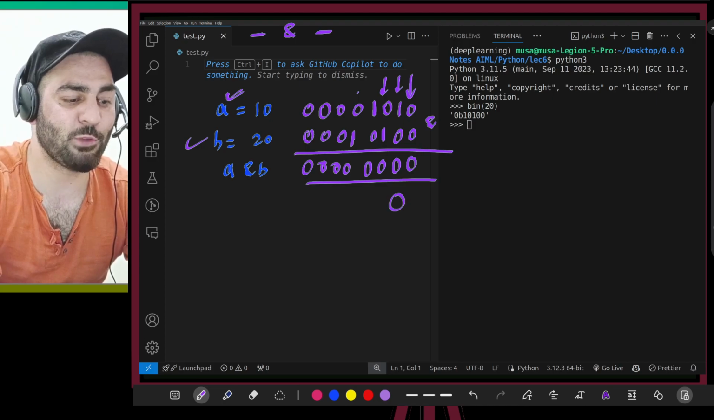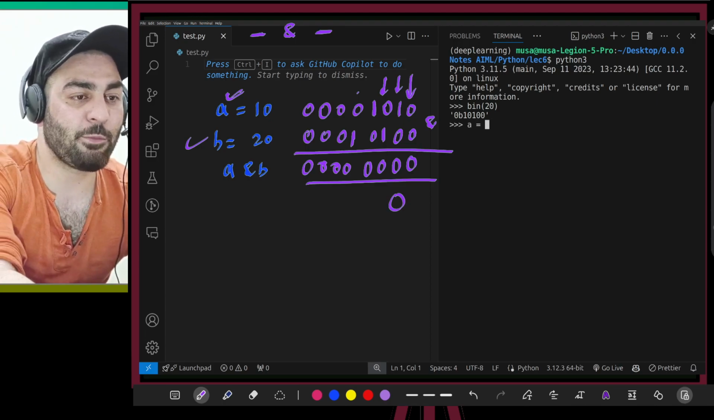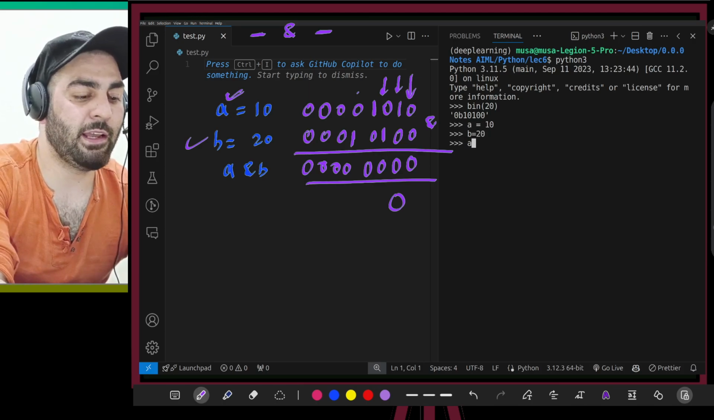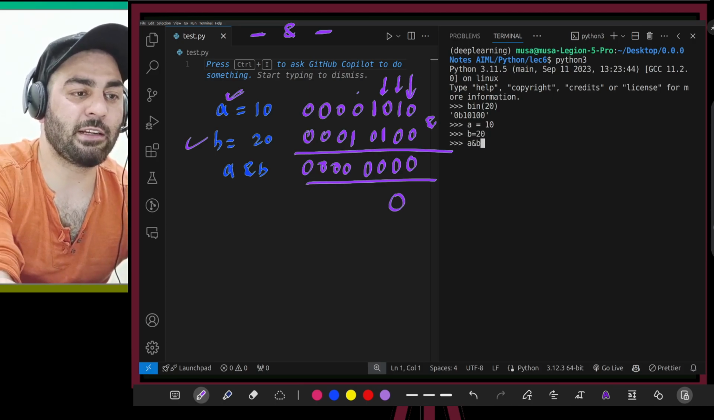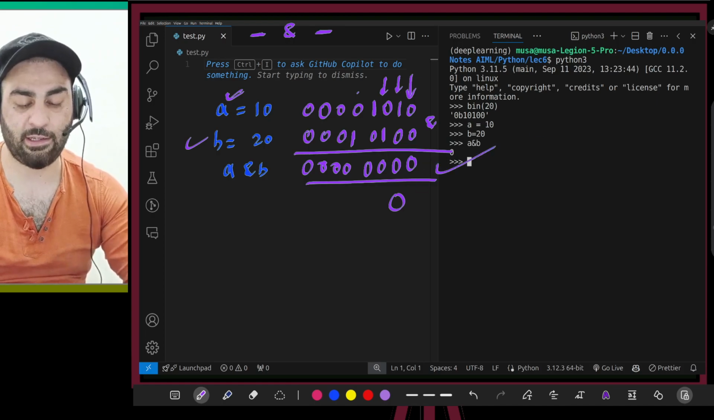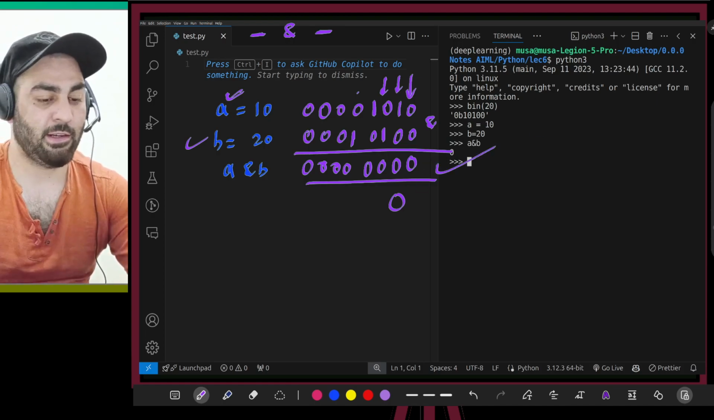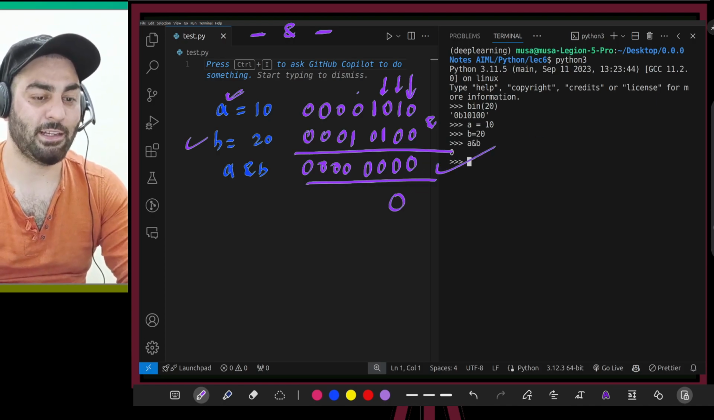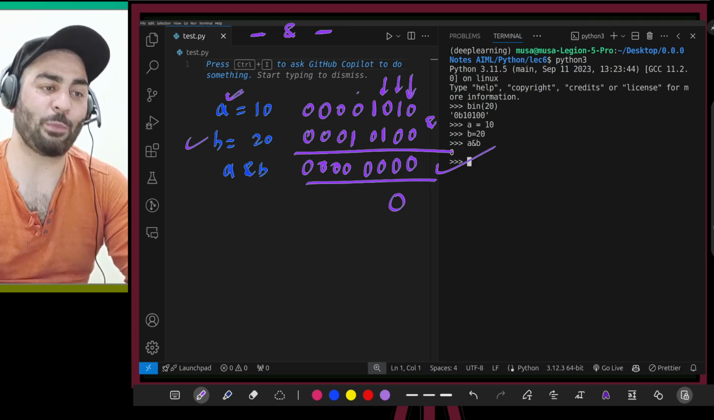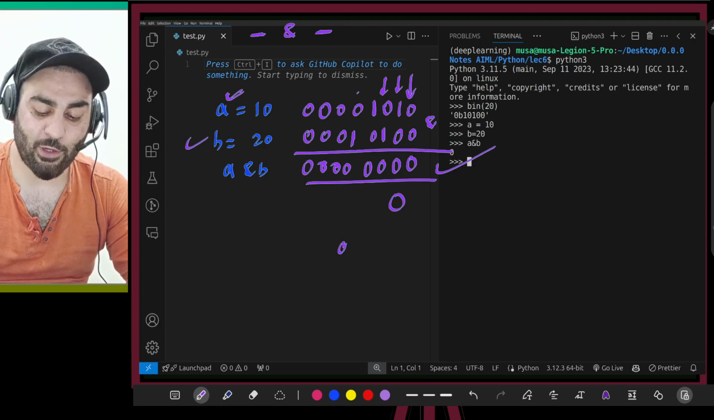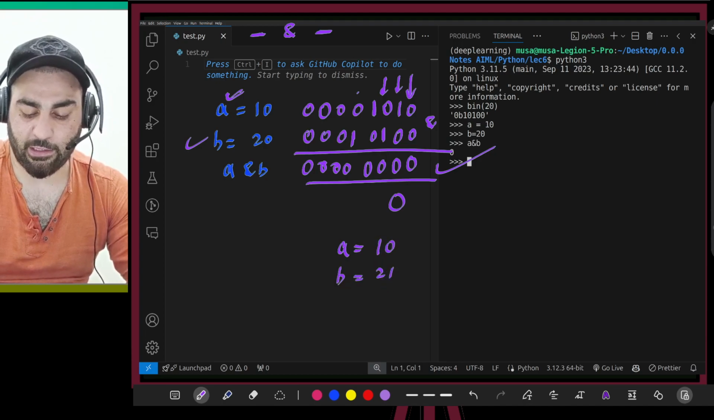So let's do that. Let's suppose A is equal to 10 and B is equal to 20. A and B, this is bitwise AND. Voila, the answer is 0. Is it clear? Now if you understood this, I'll give you one more problem. Let's suppose A is again 10 and B is equal to 21. So what should be the answer?